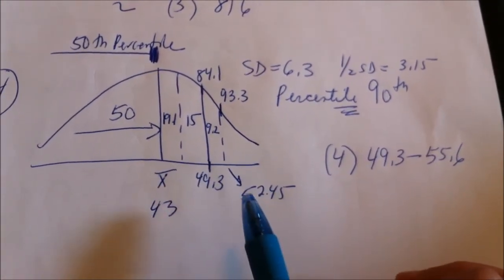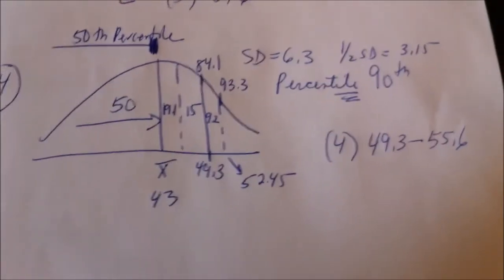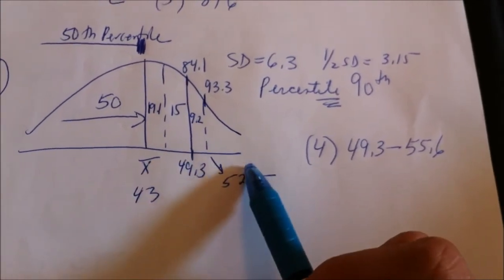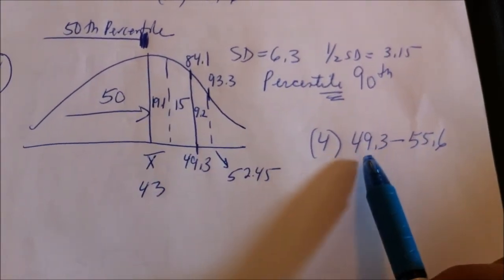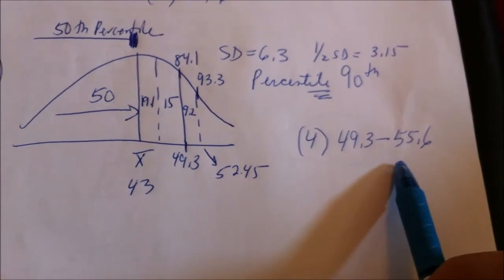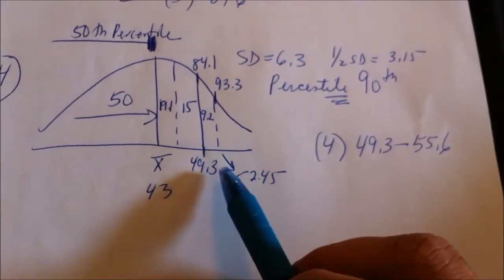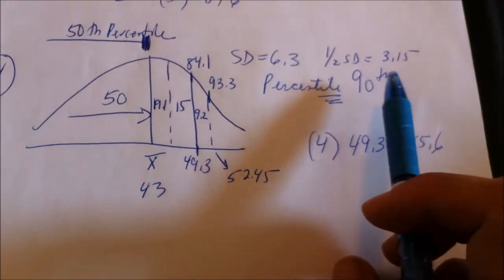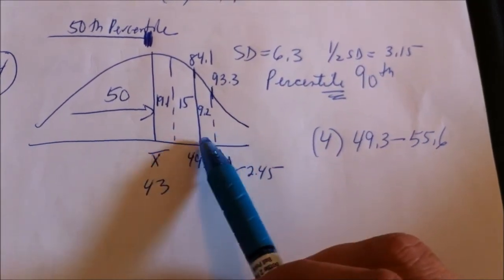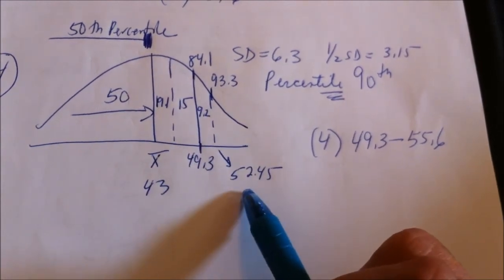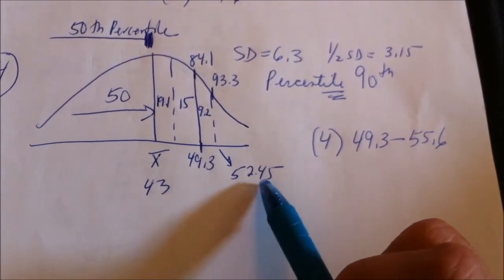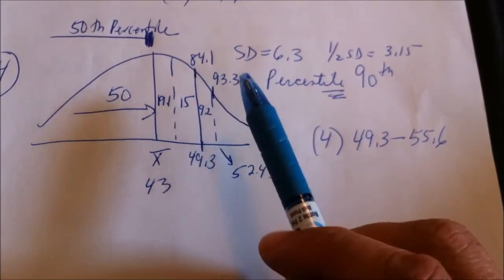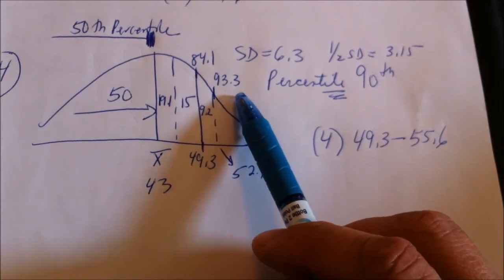So I went over a half standard deviation, not realizing that my choices were a little bit easier than I thought. My choices were okay if I went over a full standard deviation, because they want me to tell them that it's between 49.3 and 55.6. You can see what I did in this diagram here. I said, okay, if the full standard deviation is 6.3, then half is 3.15. So I got 1 to the right here, which is approximately 52.45. So when I add the 9.2 onto the 84.1, I get my 93.3 percentile.